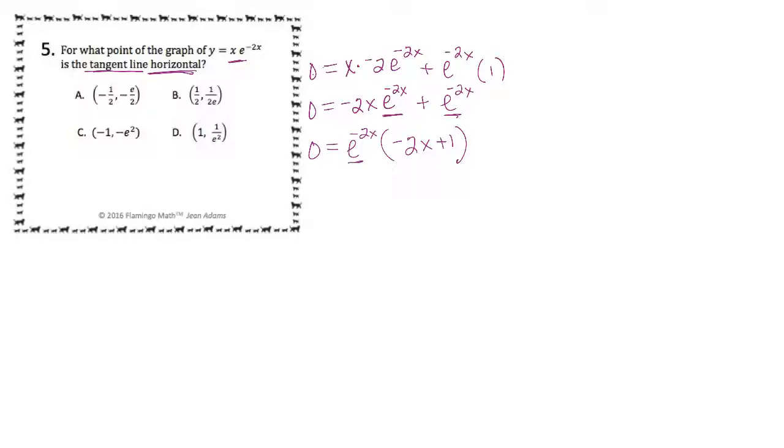Now, e to the negative 2x equals 0. Remember, e is just a number. So that power stuff can't ever be equal to 0. So we're just going to ignore that portion. Now, this portion here, we do need to set equal to 0. So I have negative 2x plus 1 equals 0. So it looks like x is going to be a positive 1/2.